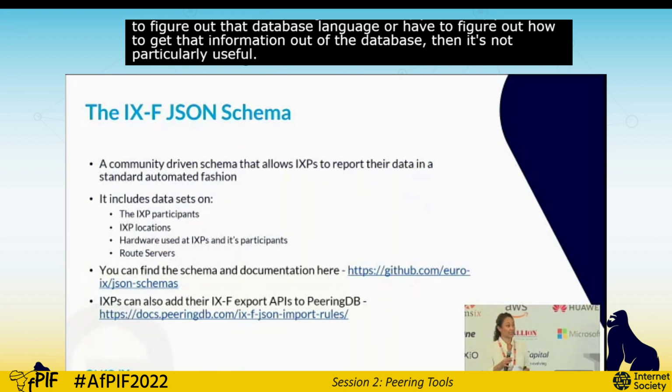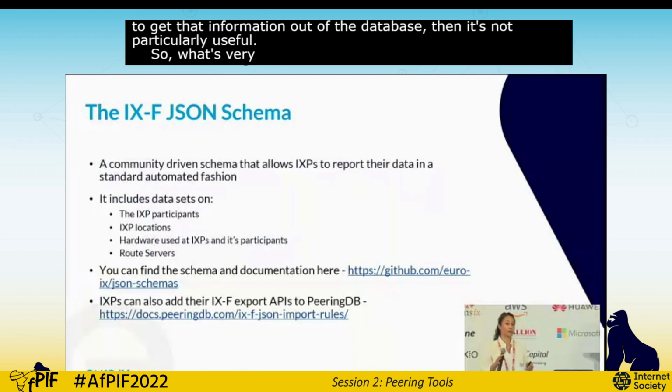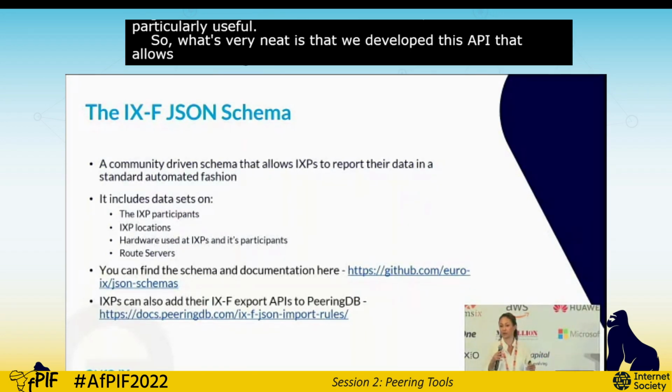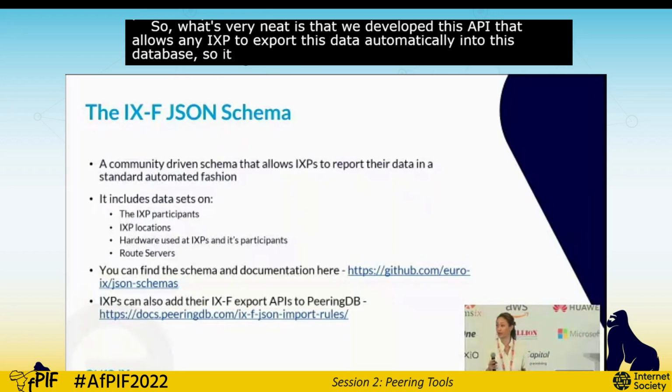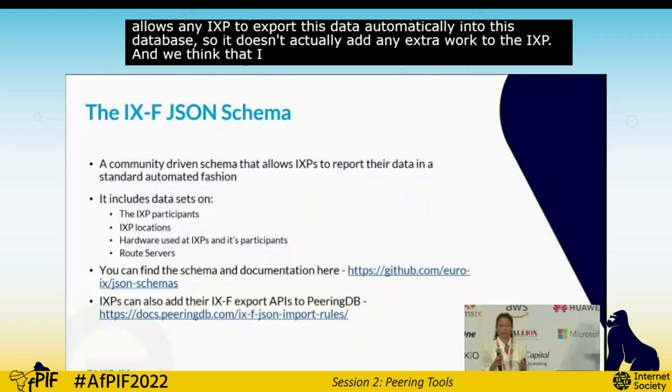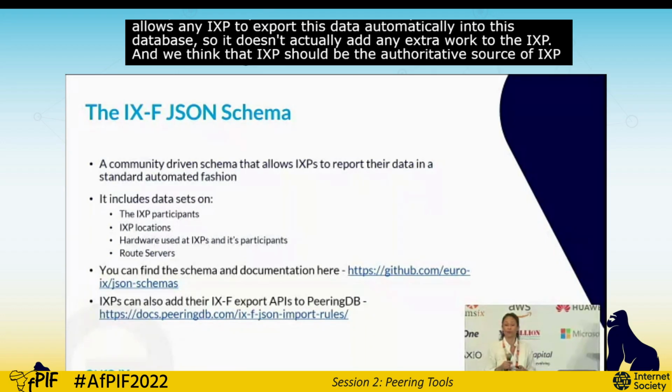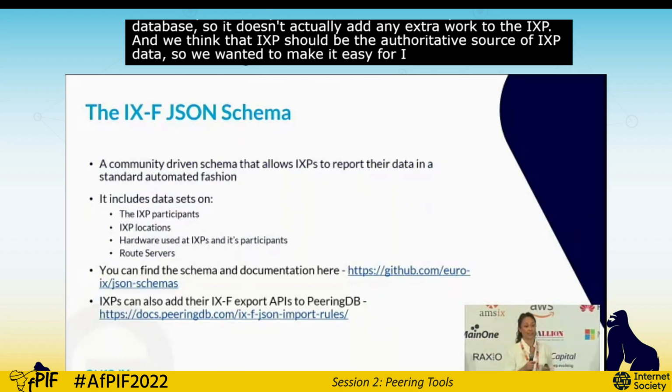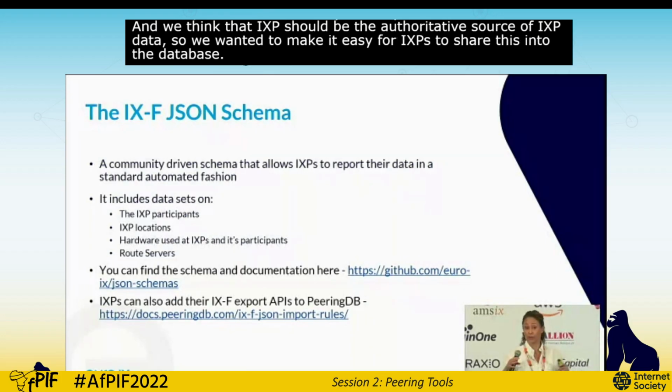So what's very neat is that we developed this API that allows any IXP to export this data automatically into this database, so it doesn't actually add any extra work to the IXP. We think that the IXP should be the authoritative source of IXP data, so we wanted to make it easy for IXPs to share this into the database. But it also means that IXPs can automatically feed this into PeeringDB.